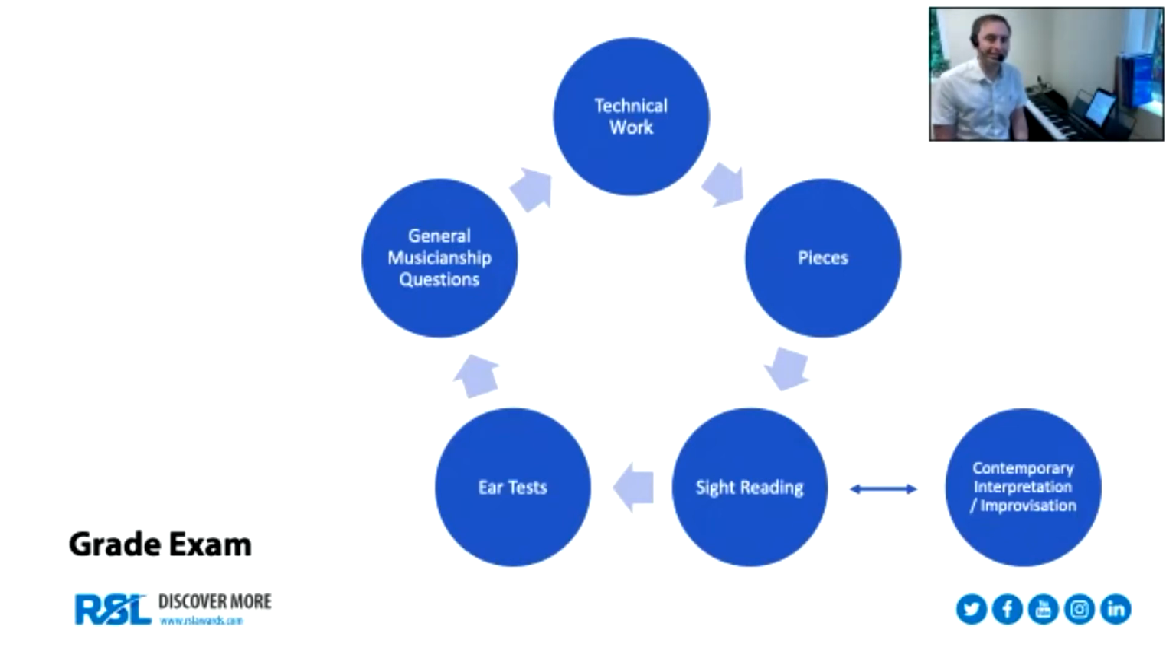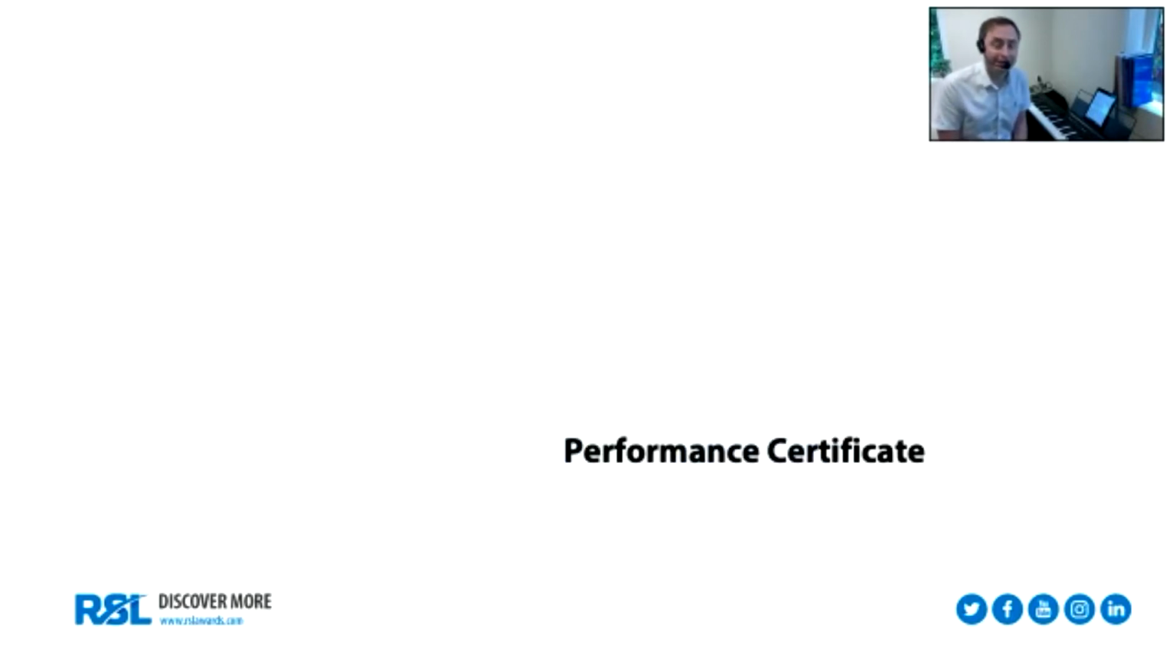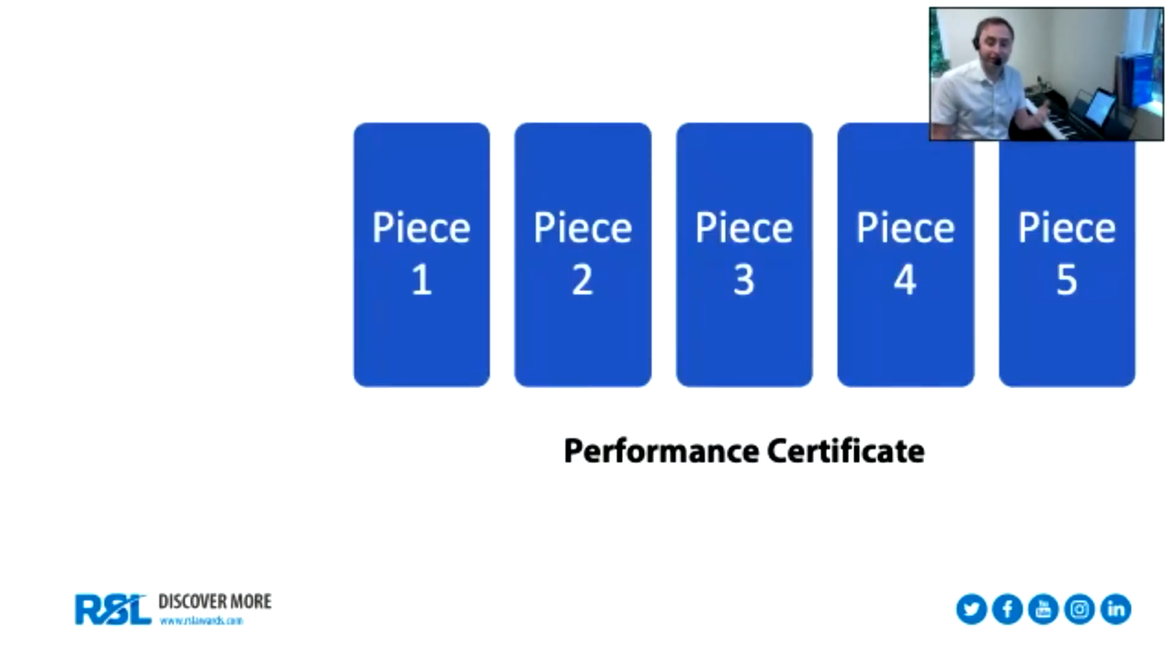And this is where the second option is really useful in RSL Classical Piano, because what we can do instead is a performance certificate. And this is where we have 5 pieces, and they are of equal weighting, and that's all there is in a performance certificate exam. So as you can see, very, very different layout, a very, very different structure, which I think appeals really, really nicely to certain groups of students. I've had students that have done performance exams and really, really enjoyed them.